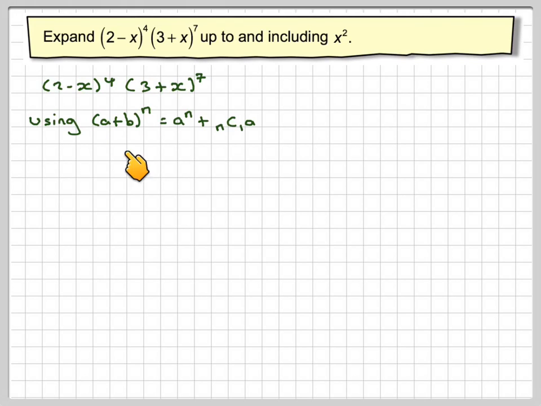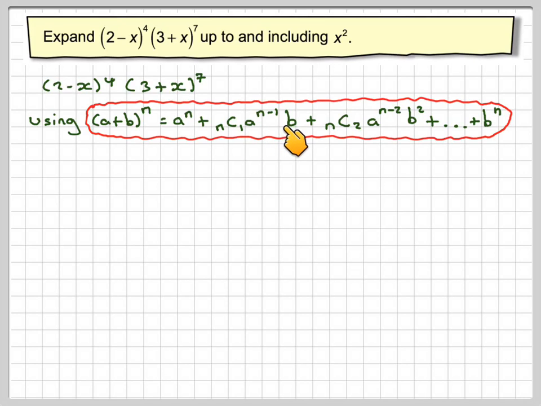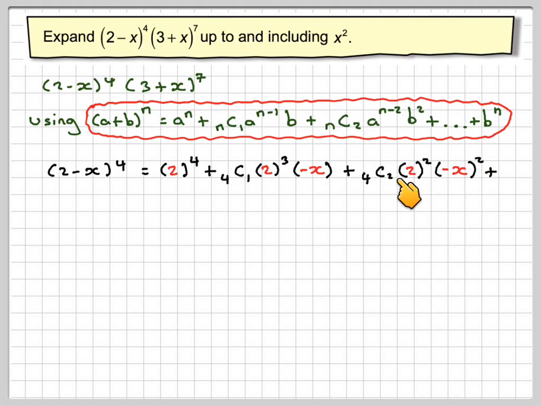And the binomial theorem says (a plus b) to the n is a to the n, plus nC1 a to the n minus 1 b, plus nC2 a to the n minus 2 b squared, up until b to the n. So you've got (2 minus x) to the 4, so that will be 2 to the 4 plus 4C1 2 cubed (minus x). Make sure you put the minus x into brackets, plus 4C2 2 squared (minus x) squared. I don't need to go any further because I only need to go up to x squared.